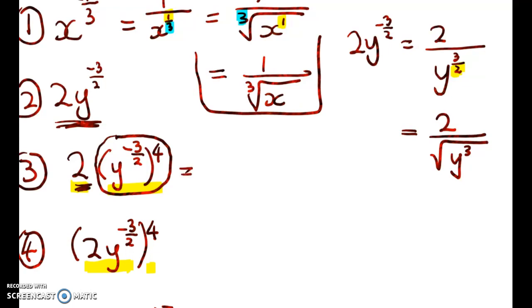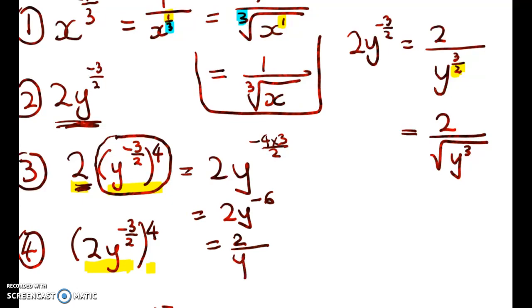So this one is equal to 2 times y to the power of negative 4 times 3 over 2. That's equal to 2y to the negative 6, which is equal to 2 over y to the power of 6. In the next question, because the 2 is in the brackets, we have to go 2 to the power of 4.